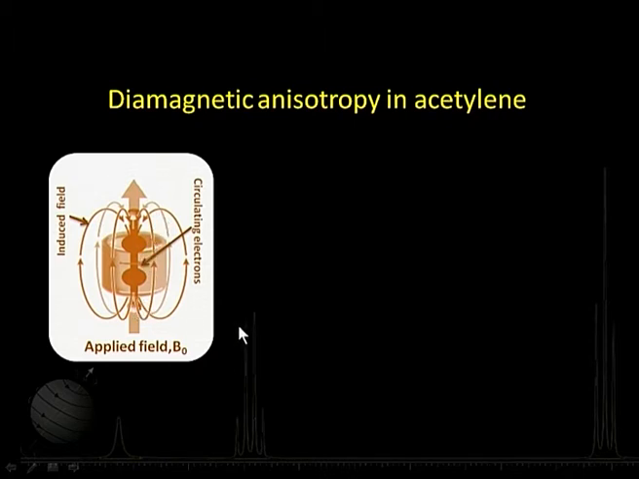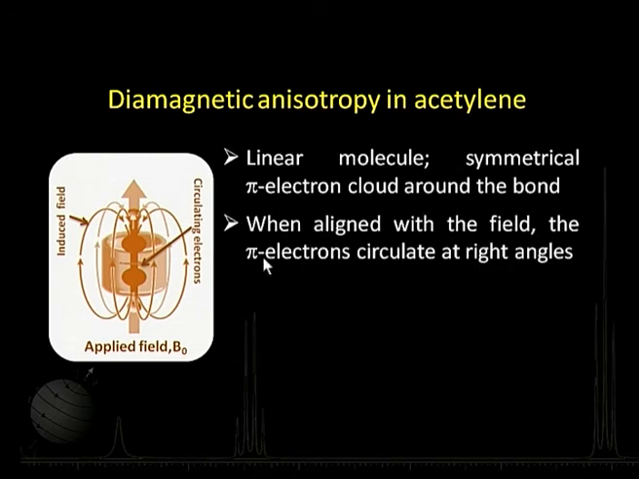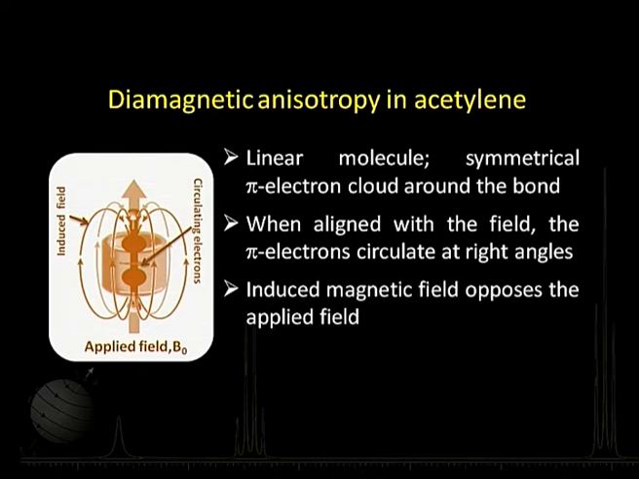Now, when I take a molecule of acetylene and put it into a magnetic field, this molecule aligns with the field as shown over here, vertical like this. This is the field direction and this is the molecular axis as well. That means the molecular axis and the applied field are in the same direction. When that happens, the electron cloud starts circulating at right angles. This is the influence of the magnetic field. This circulating electron cloud generates an induced magnetic field, which is shown by these lines of force.